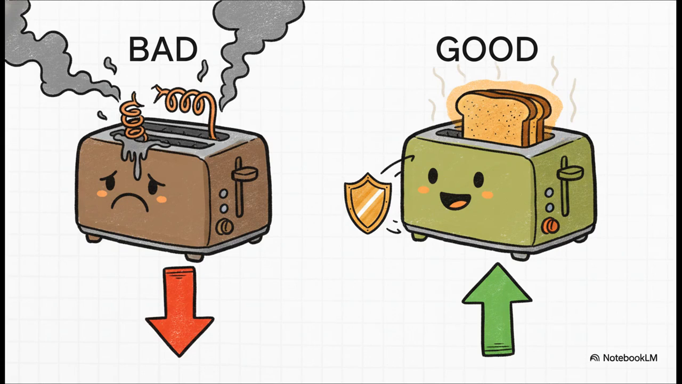If current produces heat in every wire, why does the wire inside a toaster or a room heater glow red hot, but the copper wires in our walls don't? Well, it's all about the material. Heating devices use special alloys, like nichrome.